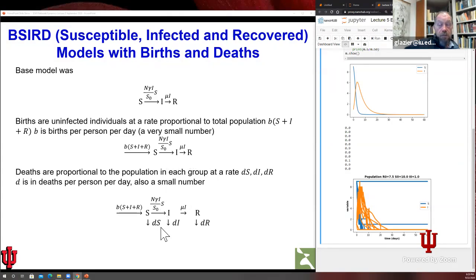And so here we'll assume that people die. So we have a death rate, which is proportional to the population in each column. In this case, we're assuming that the disease, whatever it is, doesn't kill people. And so the death rate in our infecteds is the same as the death rate of everybody else. If we actually had people dying of the disease, then we would have a different D in this column here. Okay.